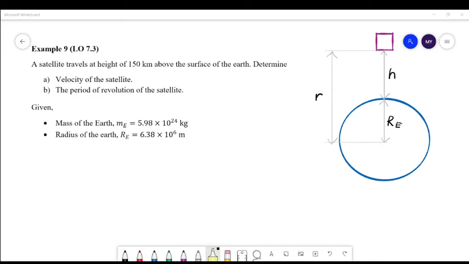Assalamualaikum, salam sejahtera. Dalam video kali ini saya akan bincangkan satu lagi soalan dalam subtopik 7.3, Satellite Motion in Circular Orbit. Jadi mari kita tengok soalannya.